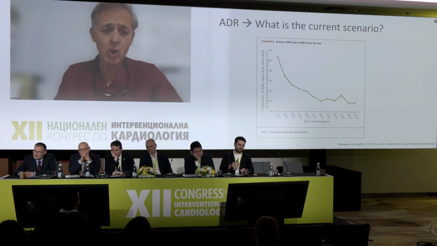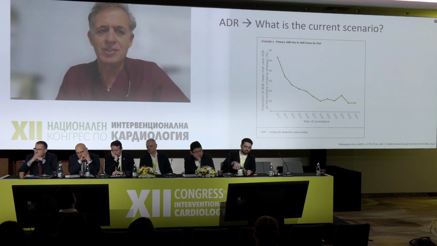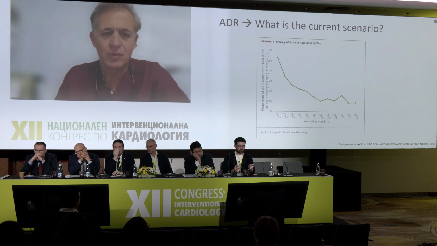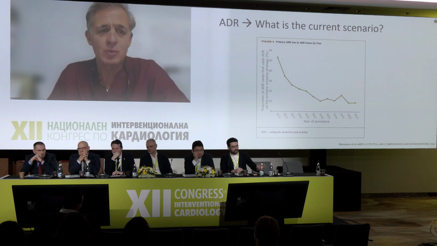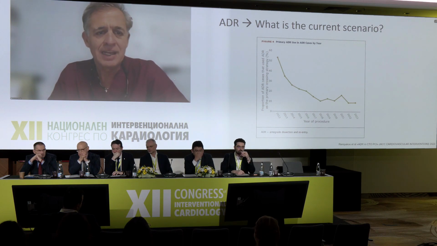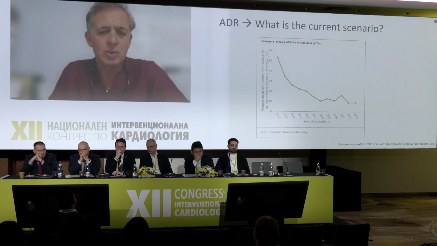If we go to the second step of the presentation, we have to think about ADR. So what is the current scenario of ADR? This is a paper of our data from the PROGRESS CTO registry. Over the last 15 years, considering primary ADR use, we can see a huge decrease in the use of ADR in the last 10 years, from 60% to 10%.